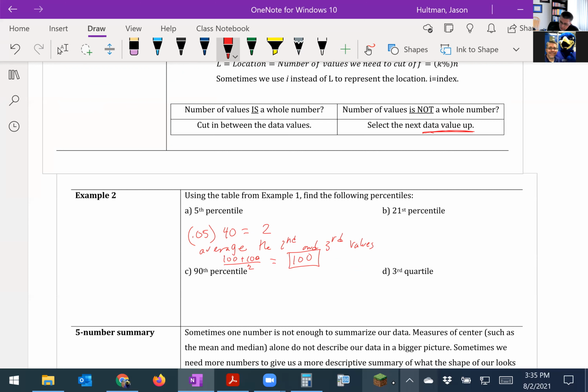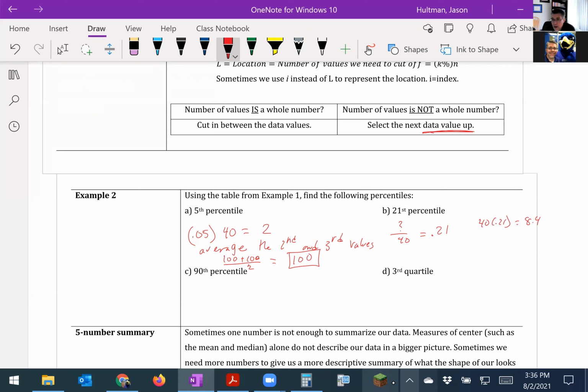Okay, let's look at B, the 21st percentile. So what would be the 21st percentile? We're kind of going backwards here. What value over 40 would give me the 21st percentile, or 0.21, right? So we're going to multiply 40 times 0.21, and that gives me 8.4.